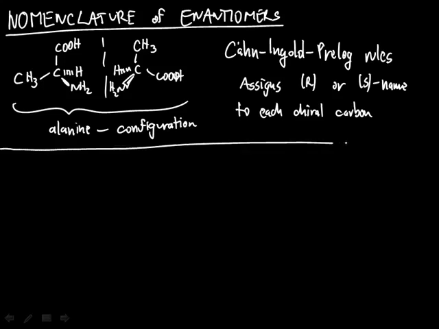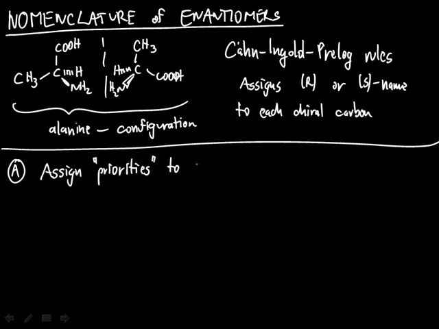To assign names using Cahn-Ingold-Prelog rules, we follow two simple rules which have certain sub-rules. The first rule states that we should assign priorities, we'll see what that is in a minute, to substituents. In other words, we'll have a chiral carbon with 4 different substituents, and we will rank these substituents in priority from 1 to 4. The question is, how do we assign these priorities? The first sub-rule tells us that higher atomic weight indicates higher priority.